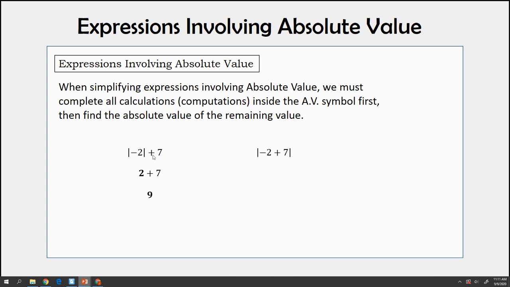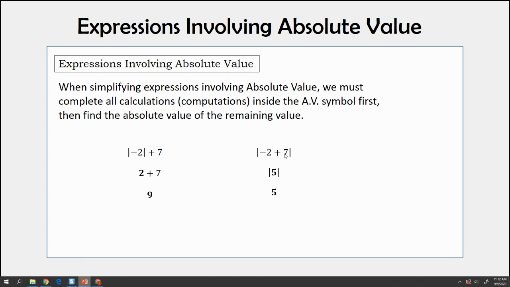Now, I did this on purpose to show you the difference here. Now the absolute value is around both the -2 plus 7, or the whole statement -2 plus 7. So now we have to put these two together before we take the absolute value of it. I want to take the absolute value of the answer. So -2 plus 7 is +5. The absolute value of +5 is 5. So, a lot of the same components here, but because of the way it was written, you get two different answers. So you have to work inside the absolute value symbol first.